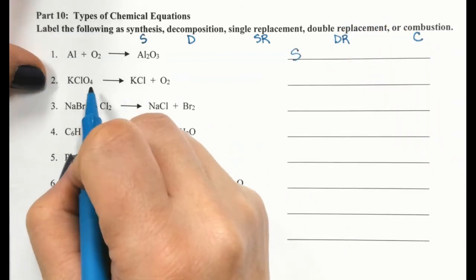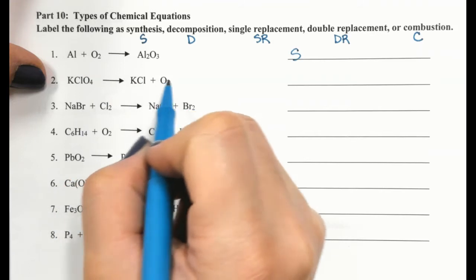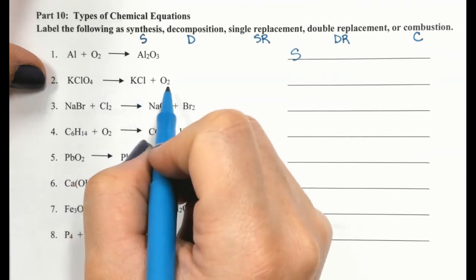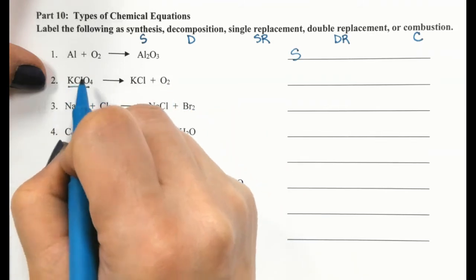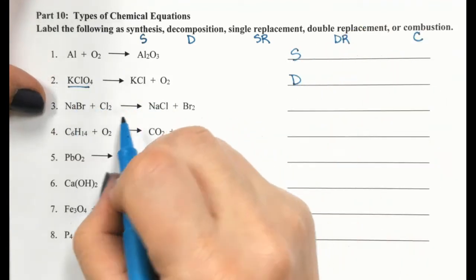Number two, you have one compound and it separates into two or more substances. So anytime you start with just one thing, it's going to be a decomposition.